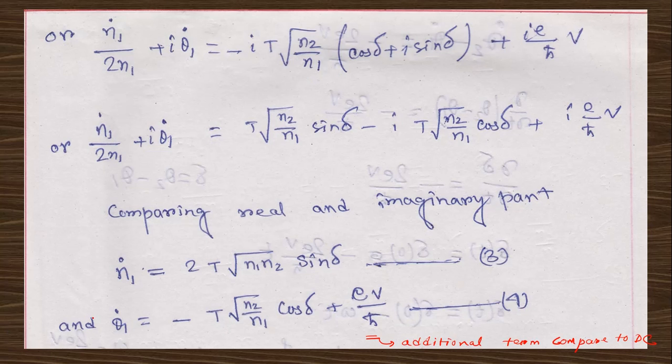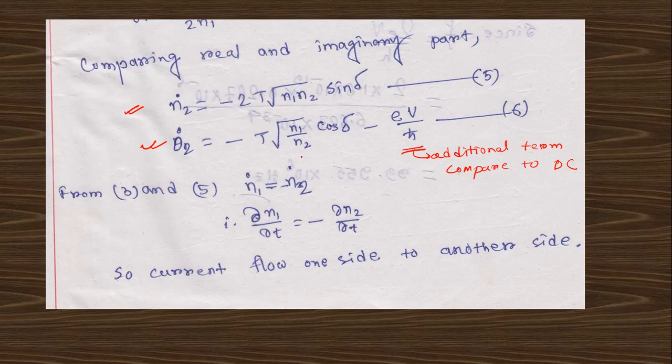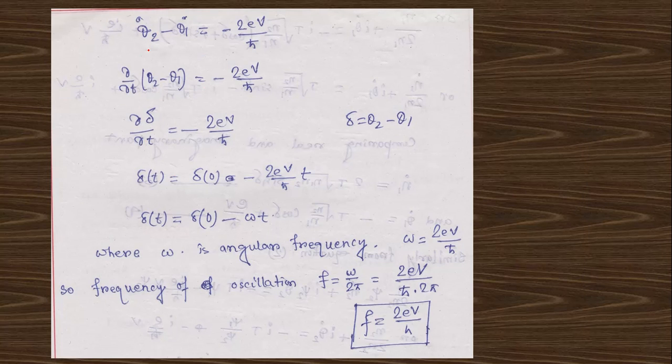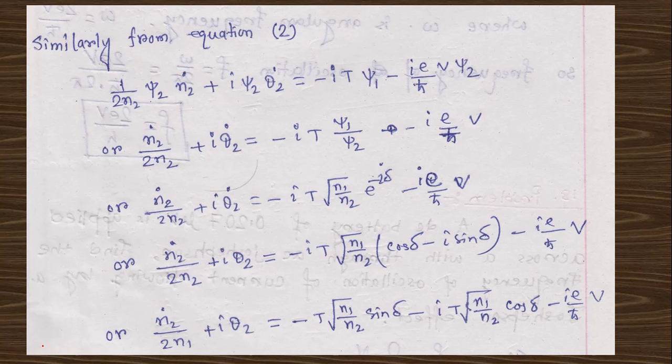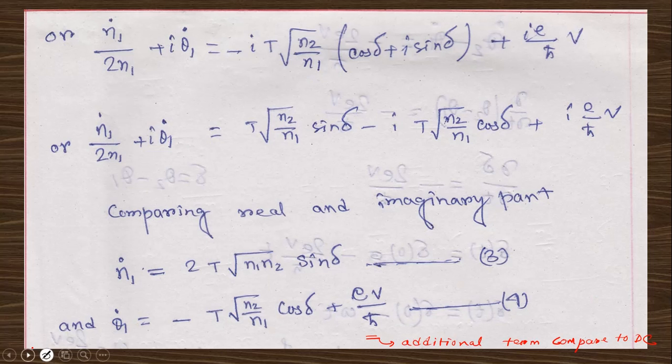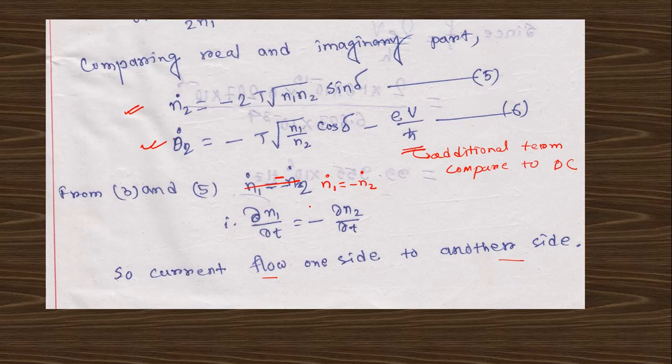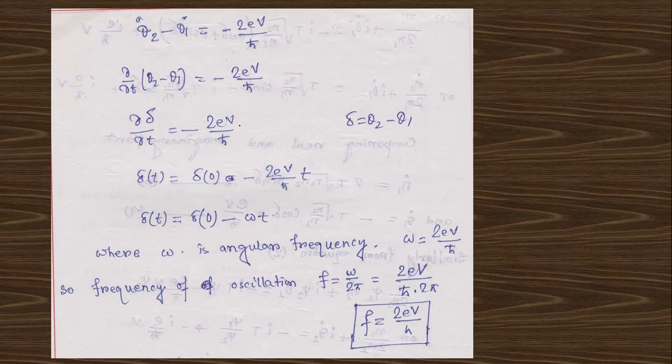Now from equations 3 and 4, we can say n1 dot is nothing but minus n2 dot, that is the current flow from one side to the other, they are the same. And from the difference of these two, just put the value of theta 1 dot and the value of theta 2 dot. You can see there is a change, with h cross, and the difference will be like that.